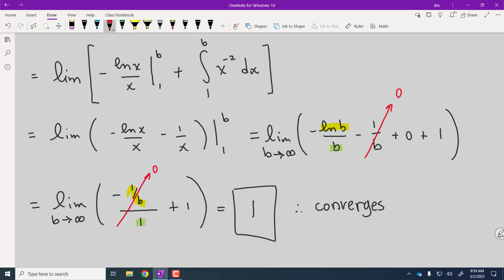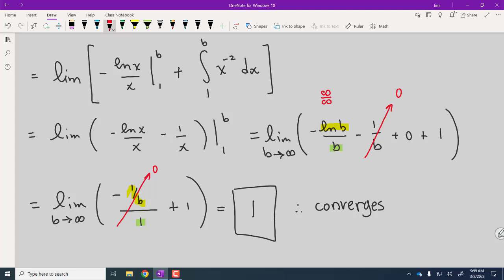Okay, and the reason we do that is because this is an indeterminate form. It's infinity over infinity. As b goes to infinity, natural log goes to infinity, and b goes to infinity. So it's indeterminate. We had that group of indeterminate forms back in Calc 1, infinity over infinity, 0 over 0. Those are indeterminate because we don't know which one's going to infinity faster.